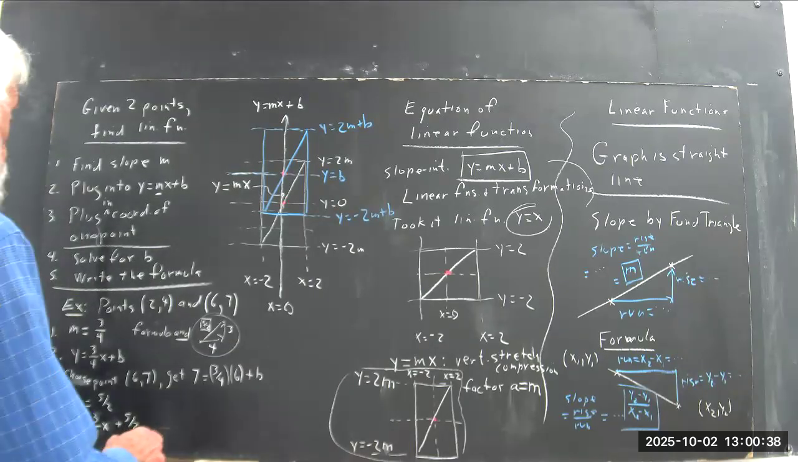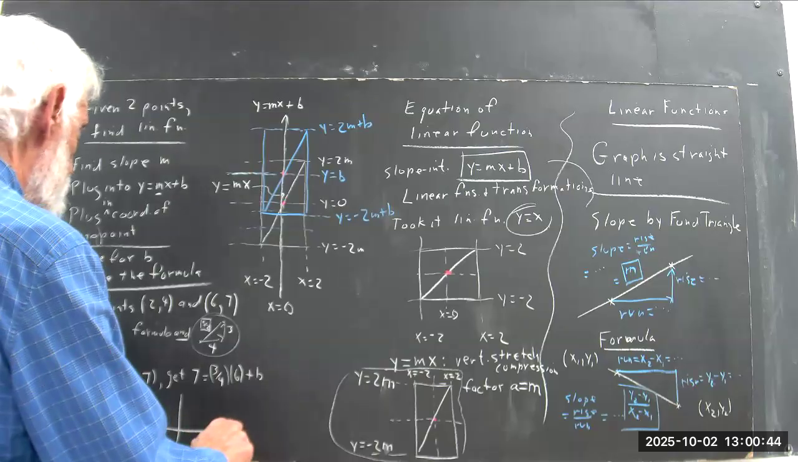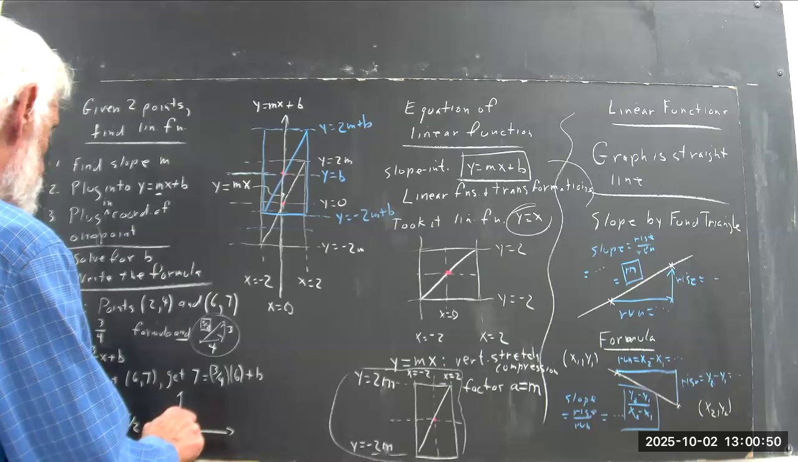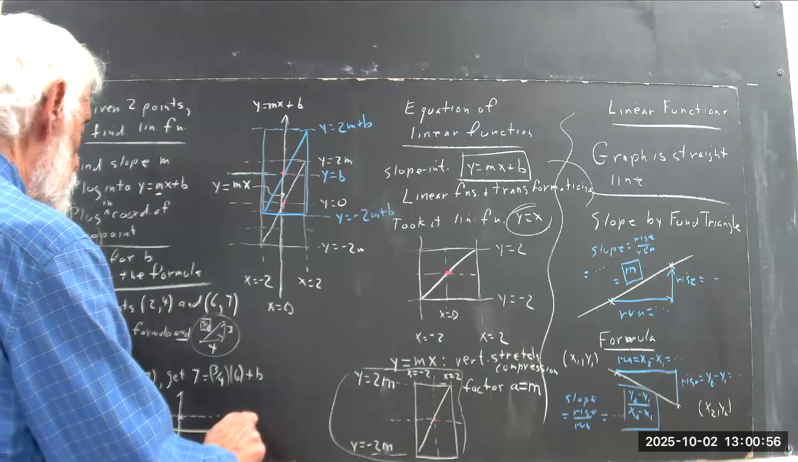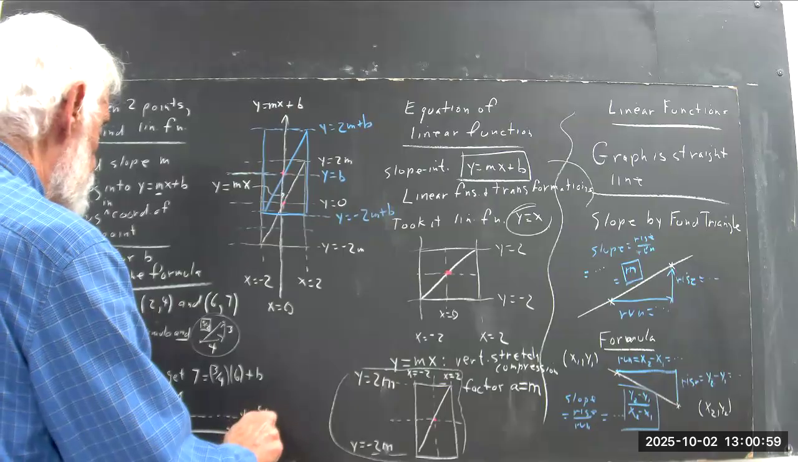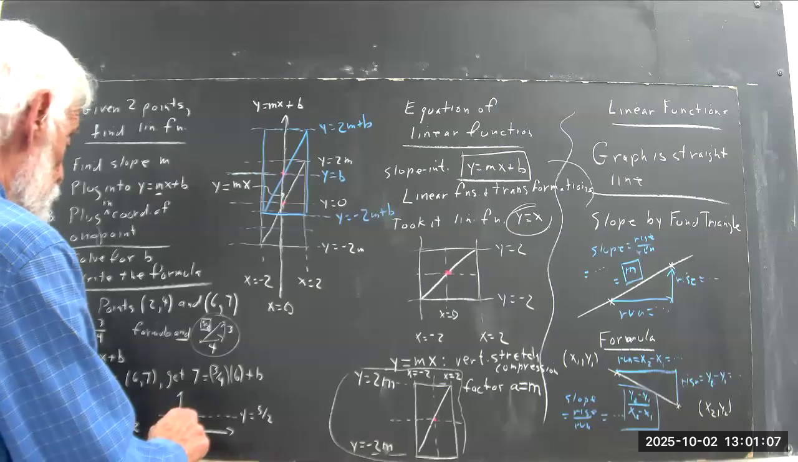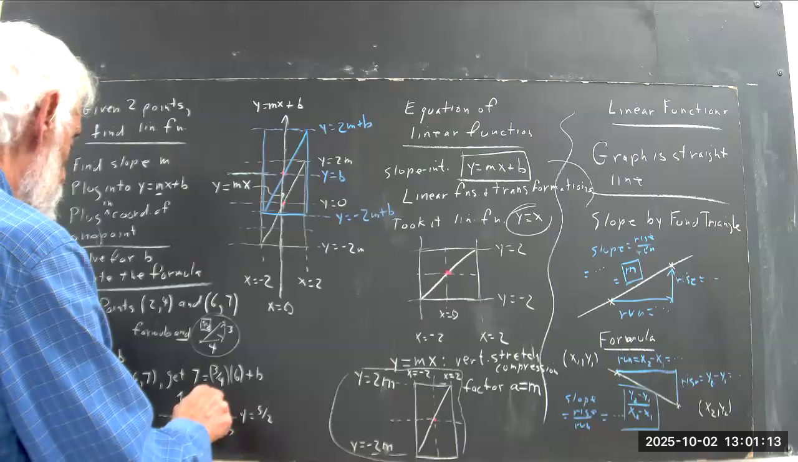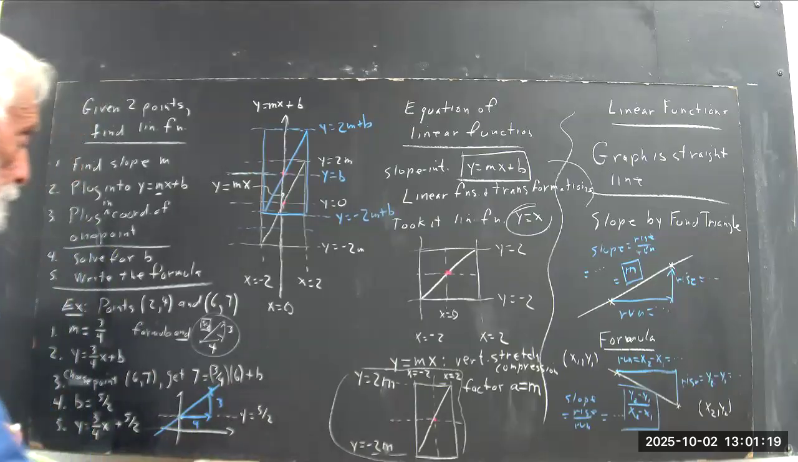And now we know that the graph would be represented by the y-intercept. Y equals 5/2. And then by a line that runs 4 units and rises 3. So we go over here 4 units, up 3 units. We get another point. There's our line.